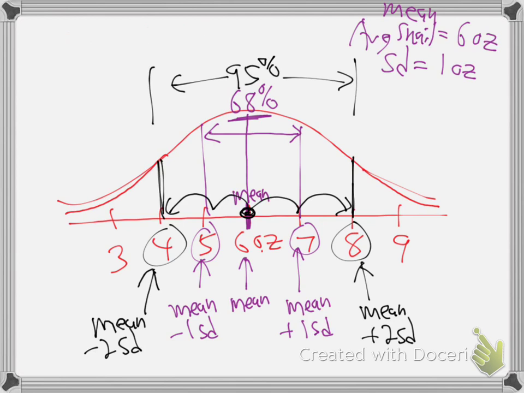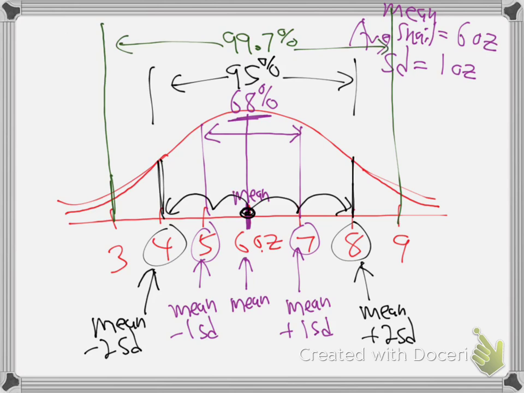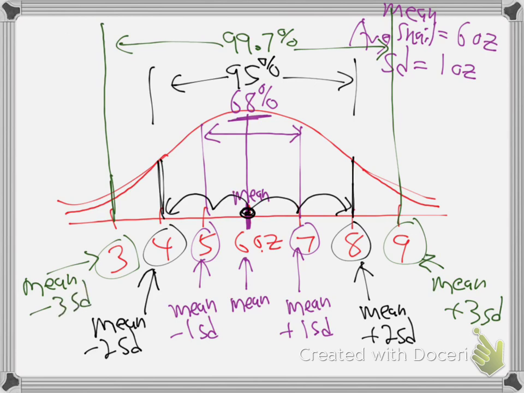Finally, last number in this, if you went 3 jumps right and 3 jumps left, you would find 99.7% of all snails would be between 3 ounces and 9 ounces. What is that number? That's the mean plus 3 standard deviations, and that's the mean minus 3 standard deviations. So from the middle, if you went 3 jumps left and 3 jumps right, you would get almost 100% of the snails, 99.7% of the snails. These 3 numbers are called the empirical rule.